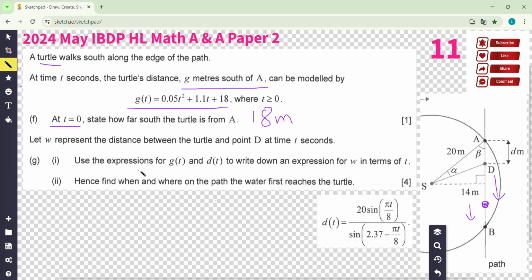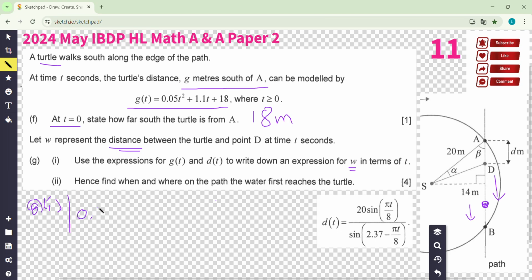It said to use an expression for GT and DT. I remember to copy from part E to write down an expression for W in terms of T. What is W? The distance between the turtle and the pond D. So just GT minus DT, absolute value. You just make sure you write the absolute sign.